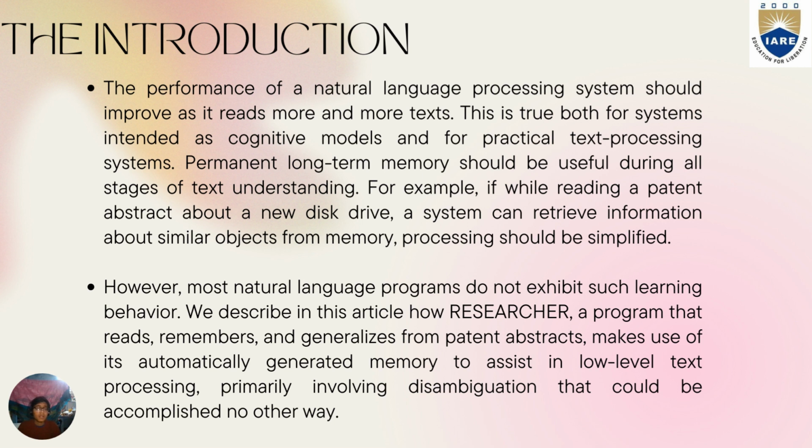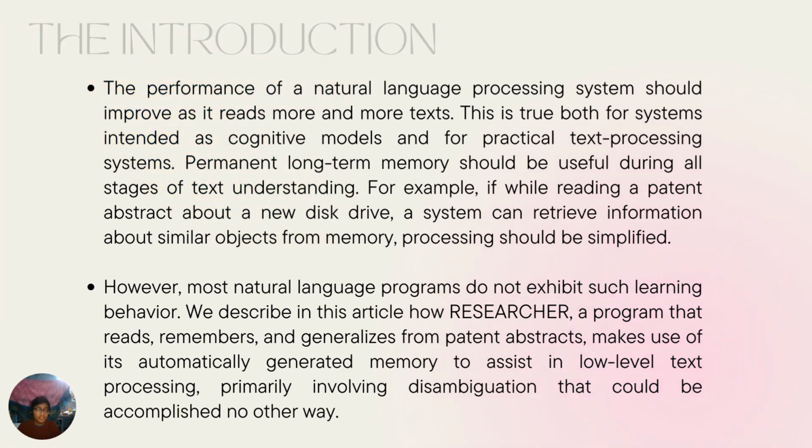We describe in this article how Researcher, a program that reads, remembers, and generalizes from patent abstracts, makes use of its automatically generated memory to assist in low-level text processing, primarily involving disambiguation that could be accomplished no other way.